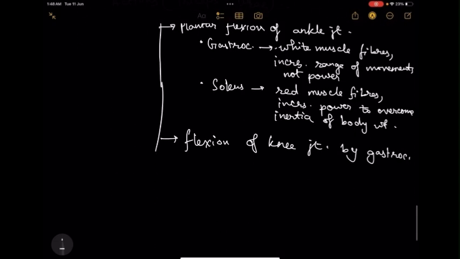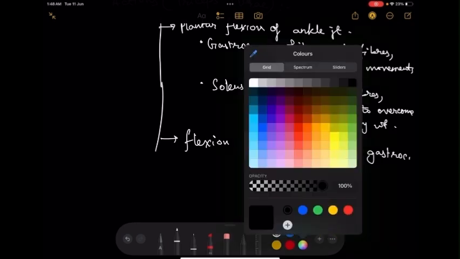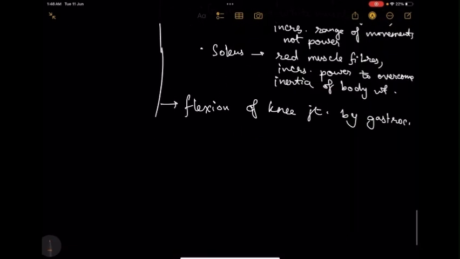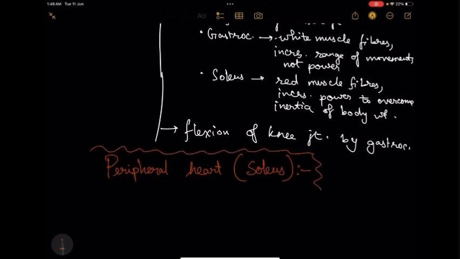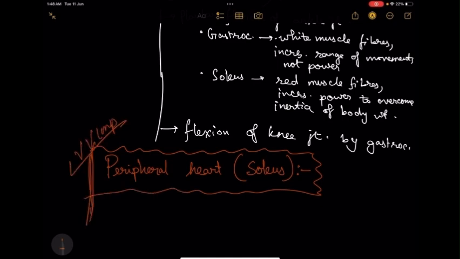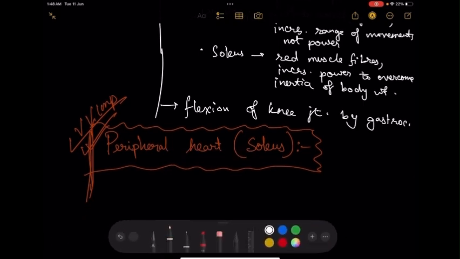Now coming to the most important part. So if it's most important, let me write it in a different color. Let us choose a dark orange color, not bad, no? Dark orange. This one, yes. So let us write it down. The most important part, that is the peripheral heart. Soleus. Soleus is also known as the peripheral heart. Make a flag-like design. Yes, because it's very important. And we know flags are very important.